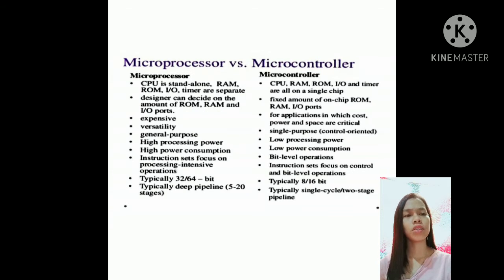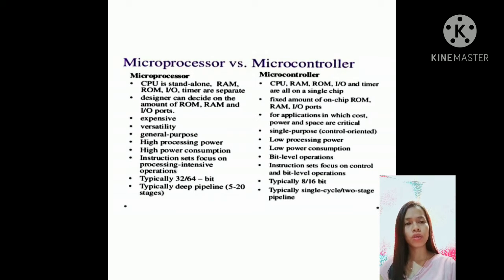So the microprocessor versus microcontroller. The microprocessor CPU is standalone. RAM, ROM, I/O, timer are separate. Designer can decide on the amount of ROM, RAM, and I/O ports. Expensive, versatility, general purpose, high processing power, high power consumption. Instruction sets focus on processing intensive operations. Typically 32/64 bit, typically deep pipeline, 5 to 20 stages.